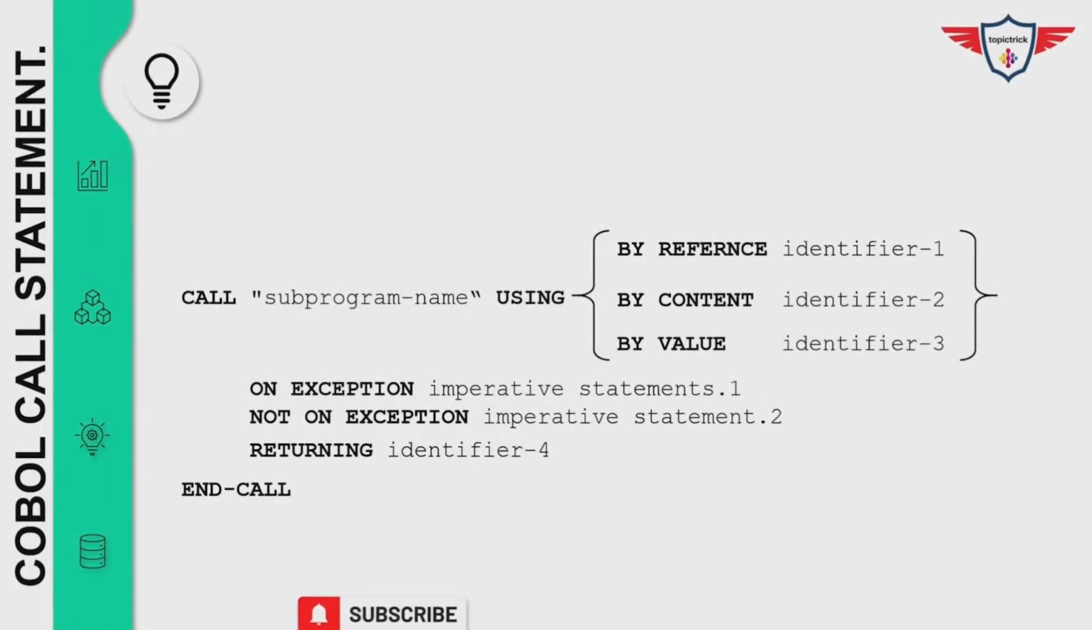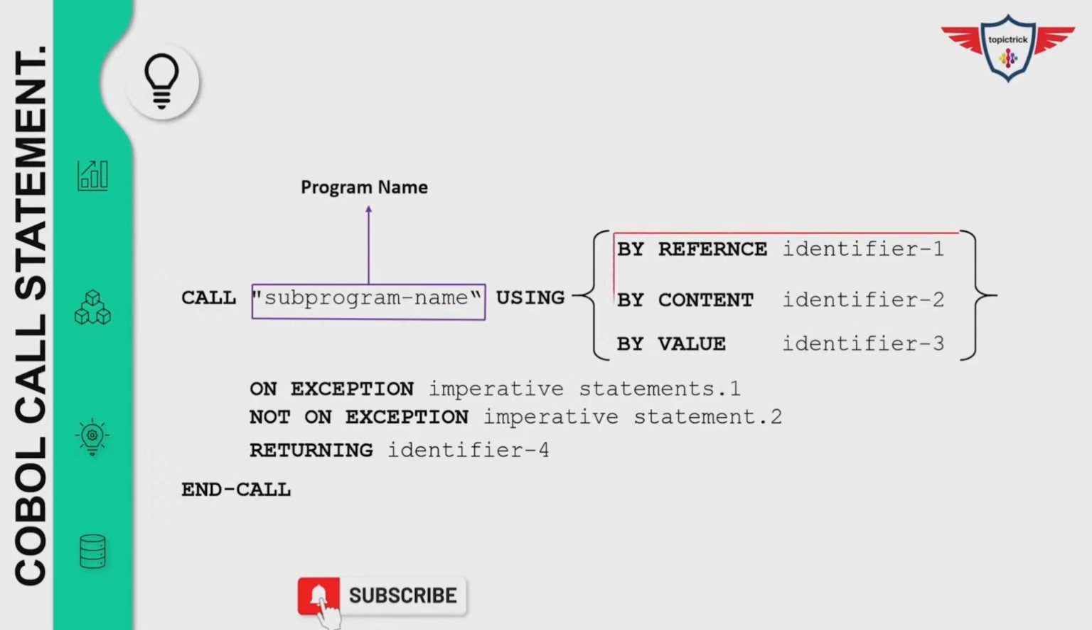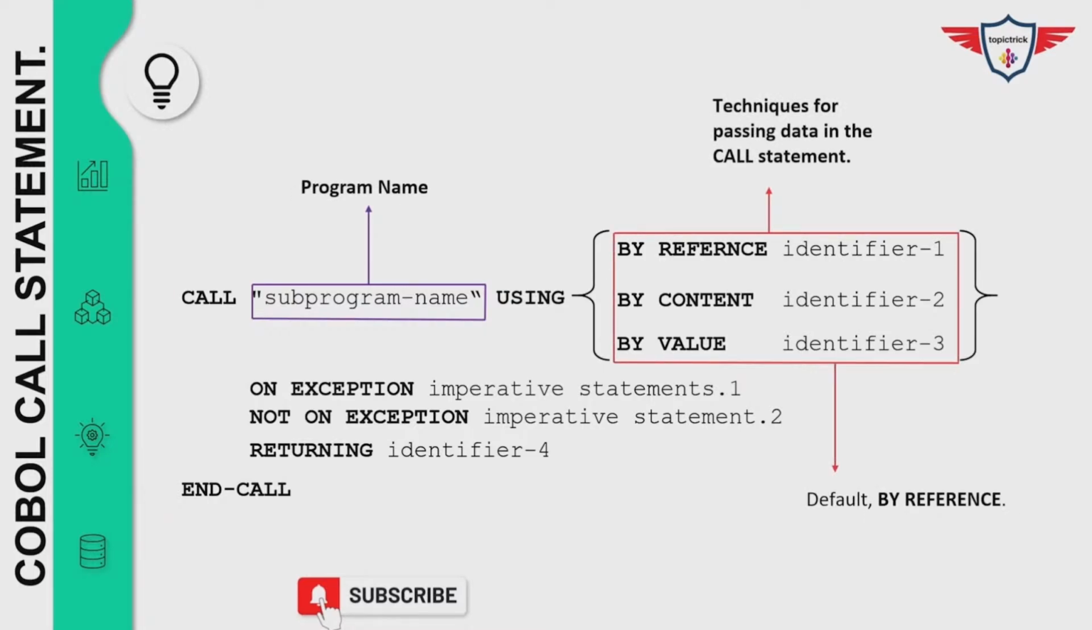And with the help of these three parameters, that is call by reference, call by content, and call by value, you can control the way the subprogram is accessing or updating the data that you are passing from the main program. And if you do not specify any of the three parameters, then the system will assume BY REFERENCE as the default value.